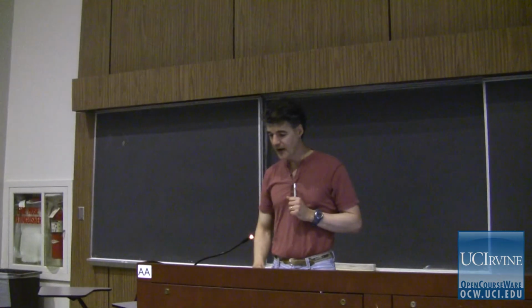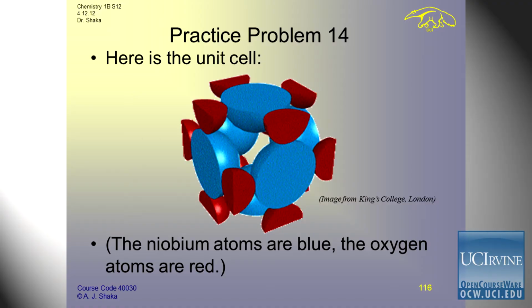Well, let's look at the unit cell. Okay, this one's more interesting. The niobium atoms are blue, and the oxygen atoms are red. Anybody want to venture a guess by looking? I want to know how many niobiums and how many oxygens make up the molecular formula. People are saying 3 and 3. Anybody else? Okay.